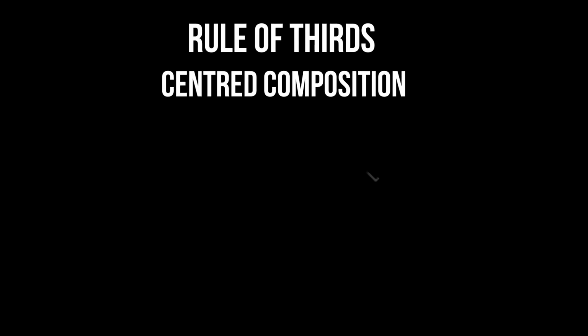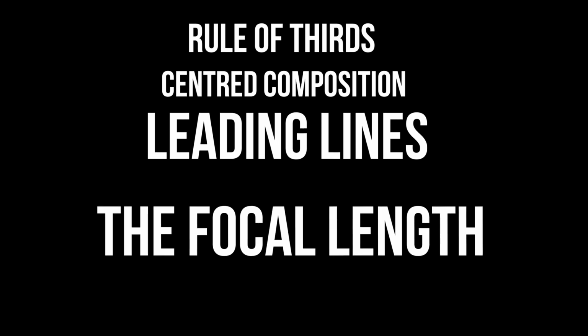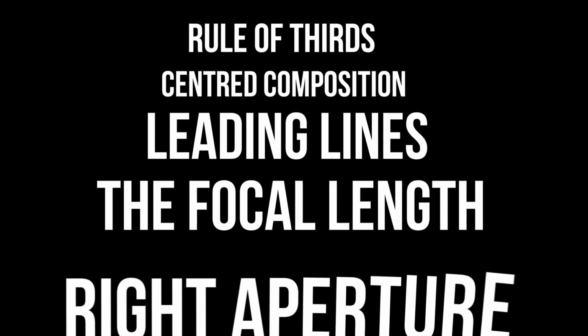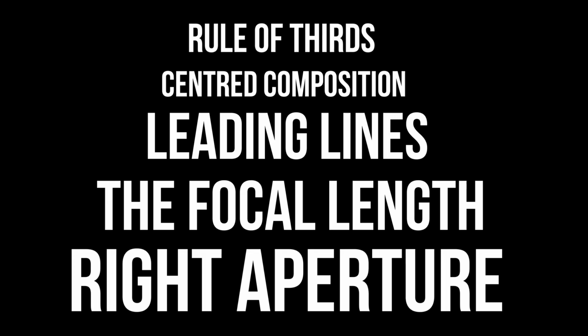So the things that we spoke about in a great composition are: first is the rule of thirds, second is centered composition, third is leading lines, fourth is the use of appropriate lenses, and the last one is the right aperture.